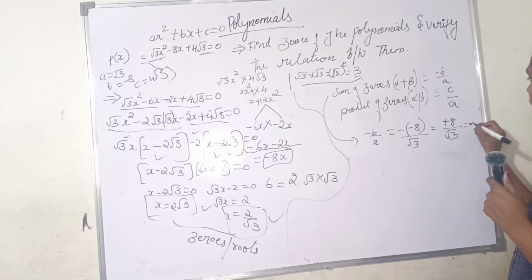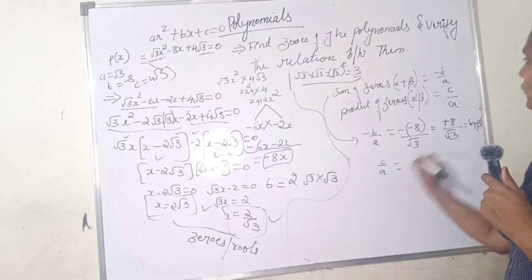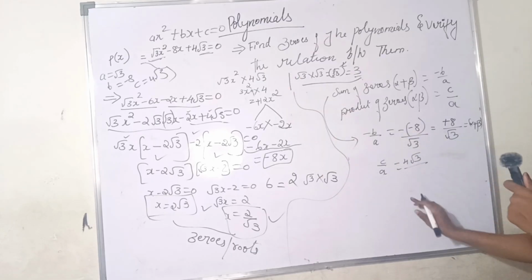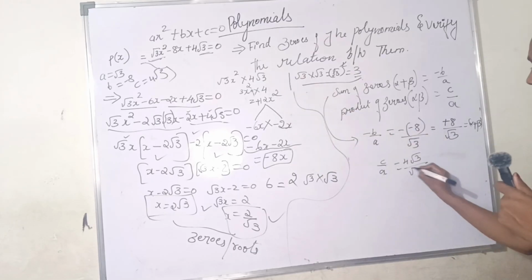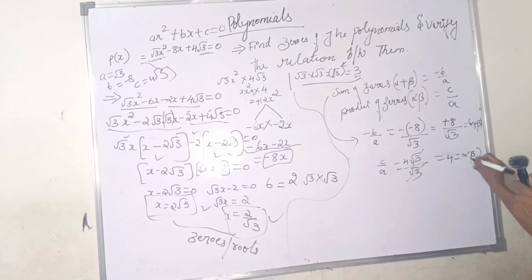That is equal to alpha plus beta. Now c by a. What is the c value? 4 root 3 divided by the a value, root 3. So root 3 cancels. So c by a is equal to 4. That is alpha into beta. So this is the formula method.